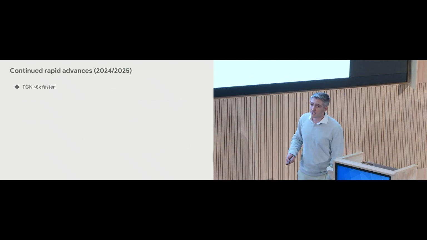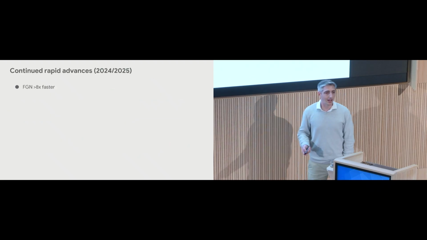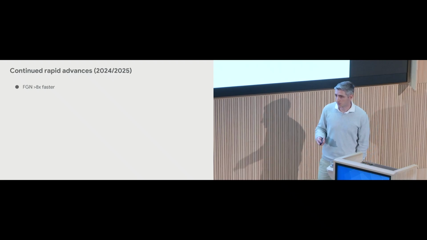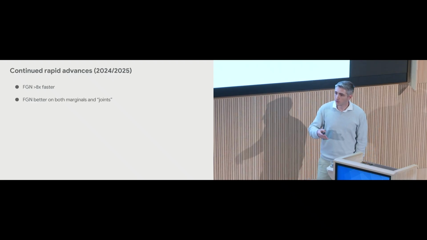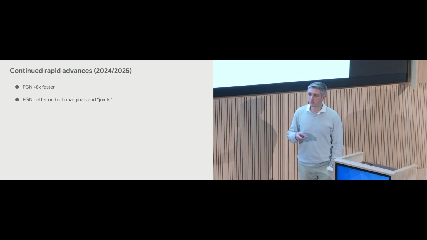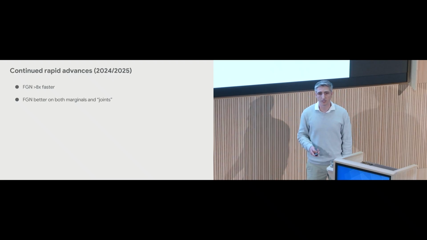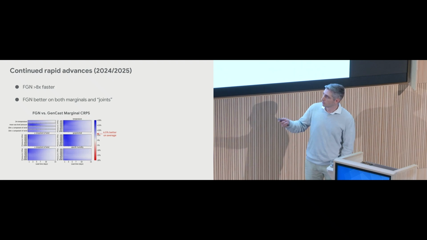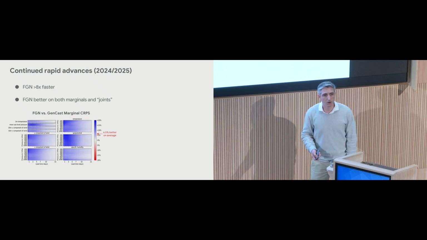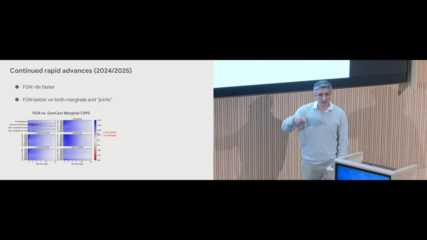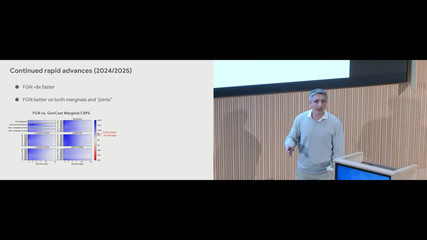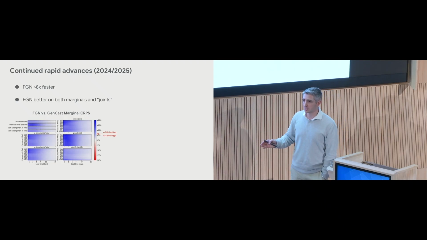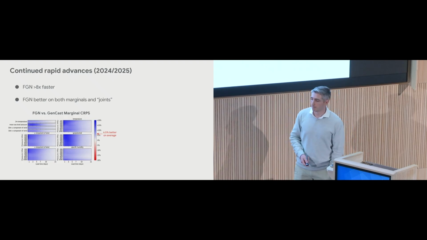In reality, it turns out we have not been able to find one. FGN is first of all more than 8 times faster. That's something that we expected. But it's also better, both on metrics computed on the marginals of the distribution and those which involve joint structure. So in the marginals, I'm showing again the same sort of scorecard, but now we're comparing FGN with GenCast, which was now the established state of the art. And the takeaway is that it's all blue. Up to 20% better sometimes, and on average about 6.5% better.